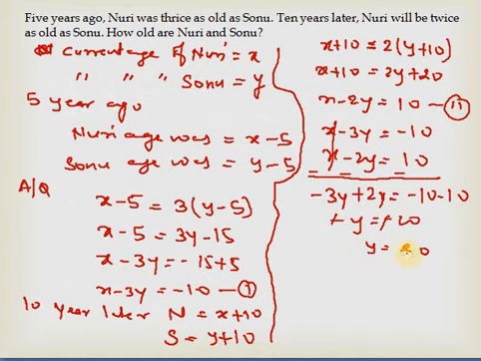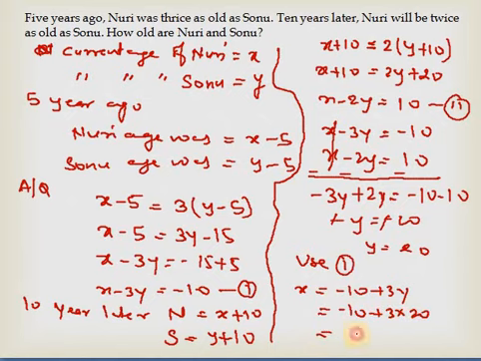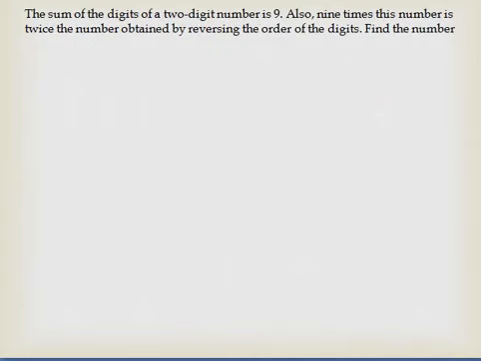Now we have y is equals to 20. We can use any of the equations, so use one. x is equals to minus 10 plus 3y, and then minus 10 plus 3 into 20, which is minus 10 plus 60, which is equals to 50. So now we have the age of Nuri is equals to 50, and the age of Sonu is equals to 20. Okay, now moving to the next question.